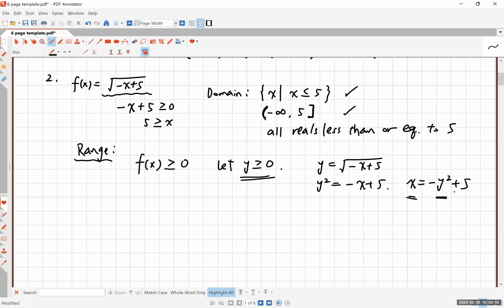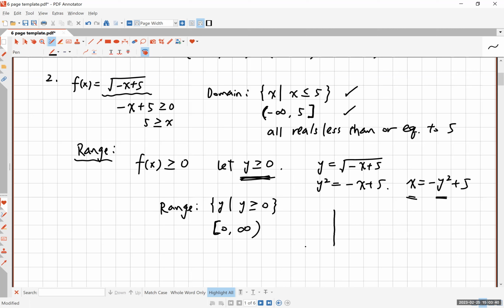All right, so you actually got what you wanted to get. Y is going to be any number that is greater than or equal to 0. So the range of this function is, again, you can write in set builder notation like this, or you can say this is from 0 to infinity, 0 included, infinity, of course, not included.